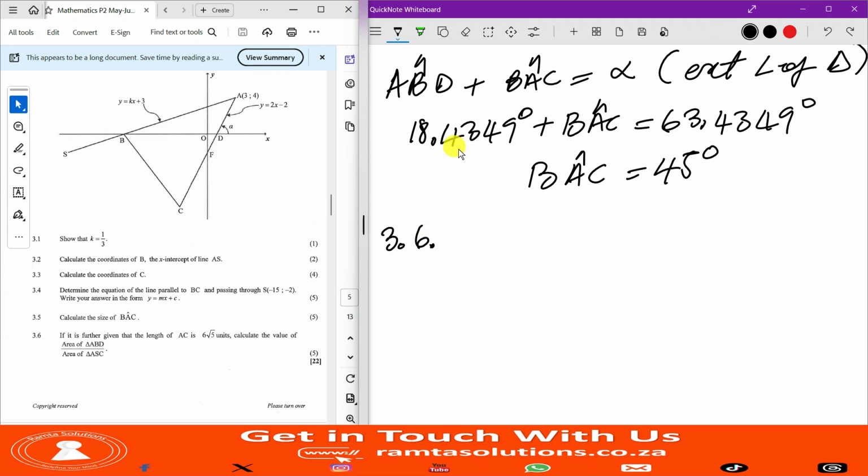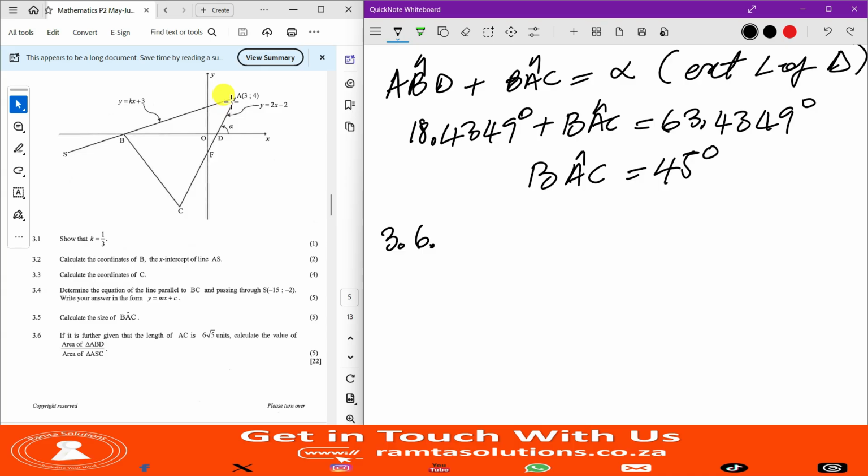3.6, we have triangle ABD and triangle ACS. It is further given that the length of AC is 6√5 units. Calculate the value of area of triangle ABD over area of triangle ACS. So ACS is this one here. ABD is this one here. They both share this vertex called A. So we can therefore say, let us use the sine area rule.